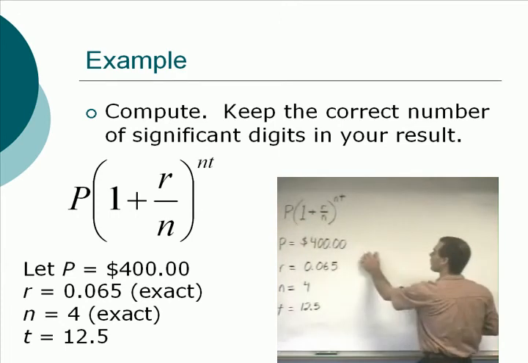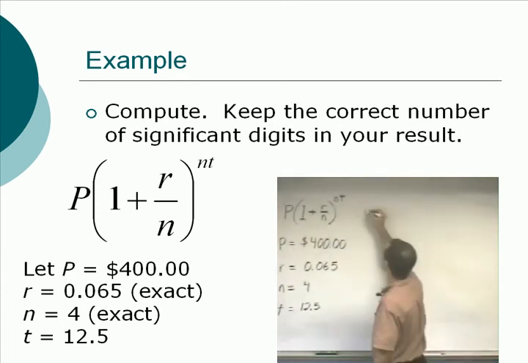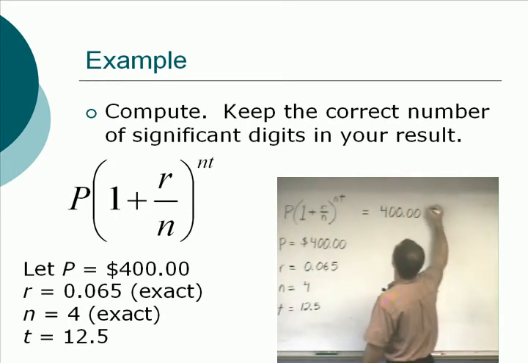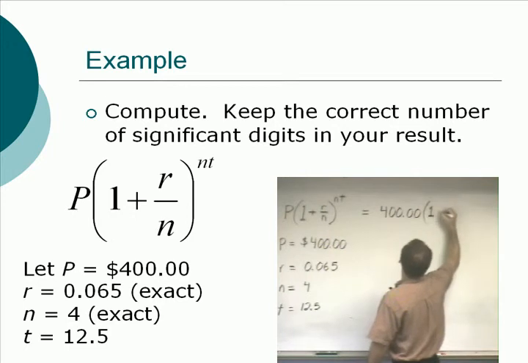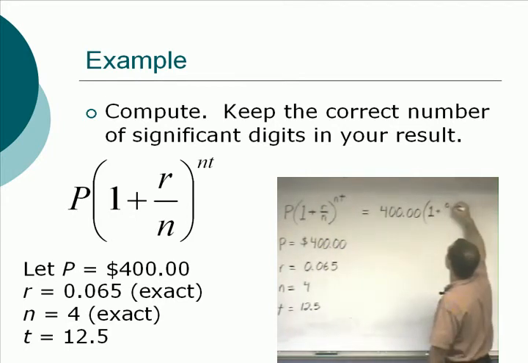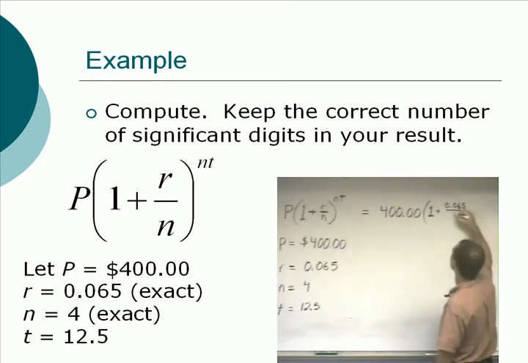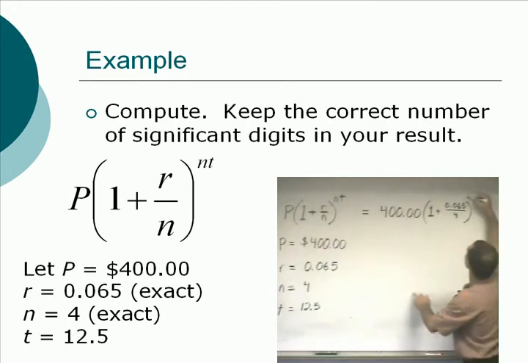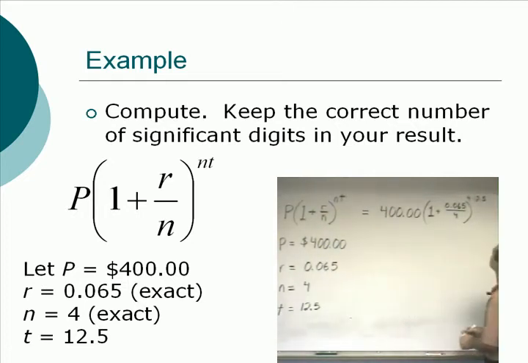So with that in mind, let's go ahead and rewrite this, filling in the values that we know. This turns out to be 400.00 times 1 plus 0.065 over N, which is 4, to the NT, which will be 4 times 12.5. I'll put those in parentheses to clarify a little bit. Okay.